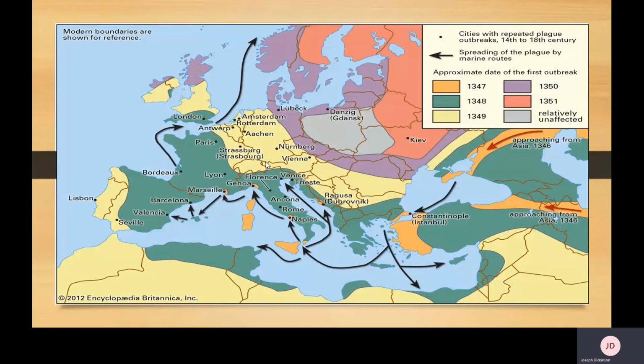So this is a visual map. If you look up here, cities with repeated plague outbreaks, 14th to 18th century, so that would have been 1300 to 1700. Spreading of the plague by marine routes. So this would have been by boat. Remember that the rats would have got onto the ship, and the disease would have spread because everybody's on the ship. You really can't go anywhere. You can lock yourself in one room, but that's usually the captain's locker, and that's for him. So these are all the ways it spreads. It spreads all the way going from right here all the way down and up. In 1349, 1350, 1351, it comes in right through here, then there, then up, then right.